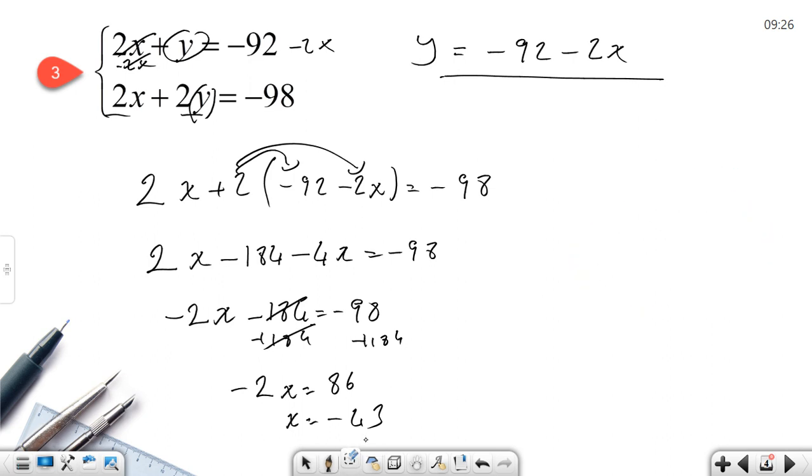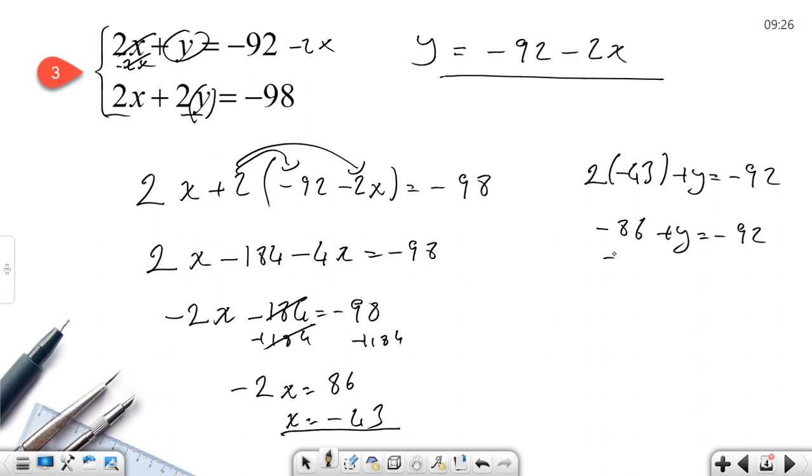How can I find the y value? I need to substitute this x into one of the equations. Let's use the first one. 2 times minus 43 plus y equals minus 92. 2 times minus 43 is minus 86, plus y equals minus 92. Plus 86, plus 86, y equals minus 6. So we found the y value by using the substitution method. That takes a lot longer, I think.